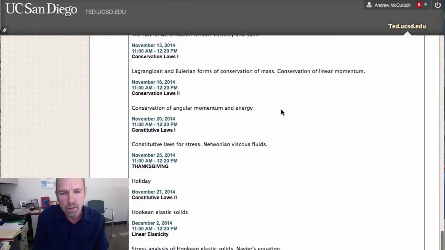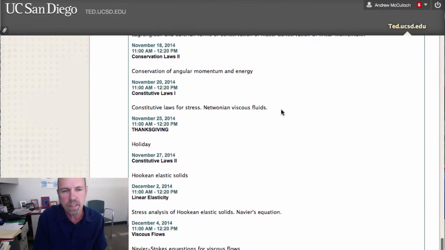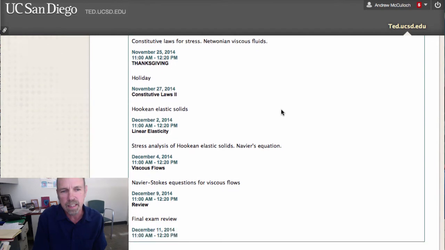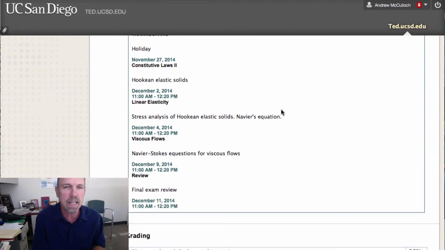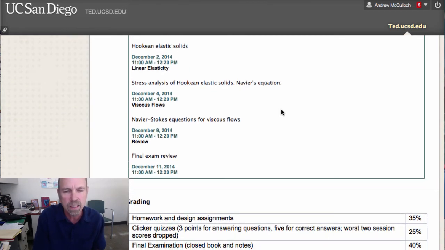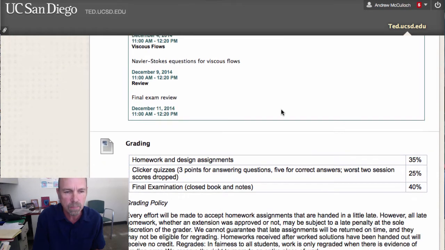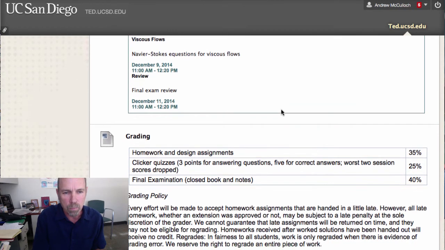For the next few lectures, we'll talk about conservation laws, conservation of mass, momentum, and energy, that'll take us through to Thanksgiving, after which we'll start to look at some examples of particular types of materials, such as Hookean elastic solids and Newtonian viscous fluids, so that we can put them all together and set up some simple boundary value problems in elasticity and viscous flows. And that will bring us through to the exam.